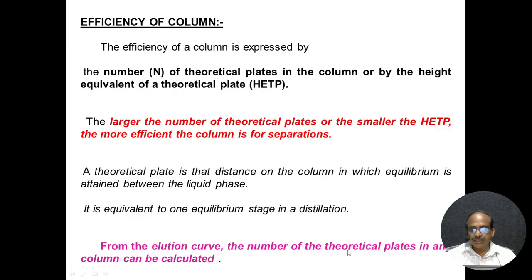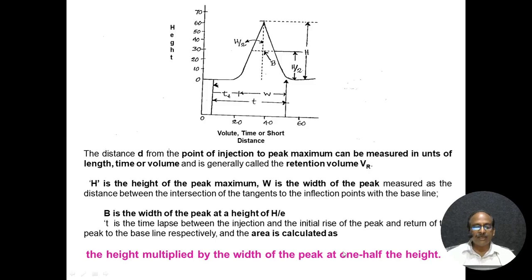From the elution curve, the number of theoretical plates in any column can be calculated. We have to calculate the HETP. D is the distance from the point of injection to the peak maximum, which can be measured in units of length, time, and volume. It is generally called the retention volume, VR. H is the height of the peak at the maximum.